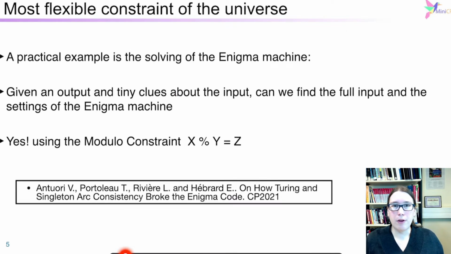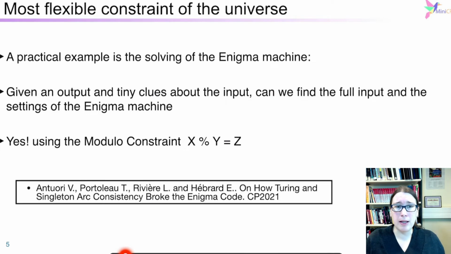Now let's have a small example with the Enigma machine. Everyone knows about the Enigma machine. It was a cryptographic machine that was used by the Germans during World War II. We had an input, which was a text, passed through some rotors, which encrypted the text into an output. The British had the output and some part of the input, but not all of the input. What they wanted to find was all the input, but also the settings of the Enigma machine.